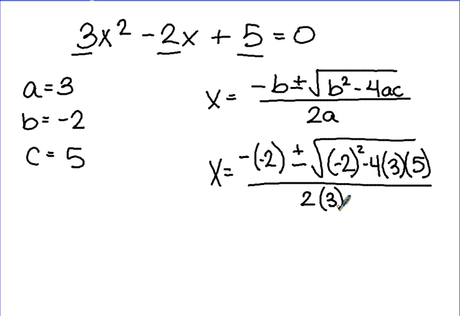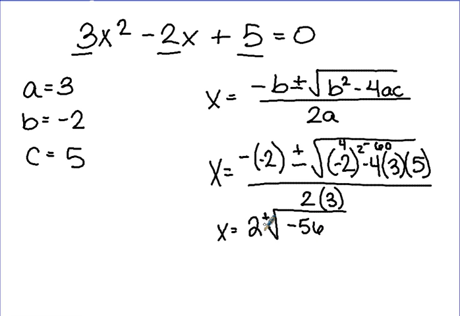All right, if we simplify using order of operations, we have a negative 2. This makes it positive 2. Right here, I have negative 2 squared, which makes it 4, minus, and then I have 4 times 3 times 5. 4 times 3 is 12, 12 times 5 is 60. So I have 4 minus 60. 4 minus 60 is negative 56.